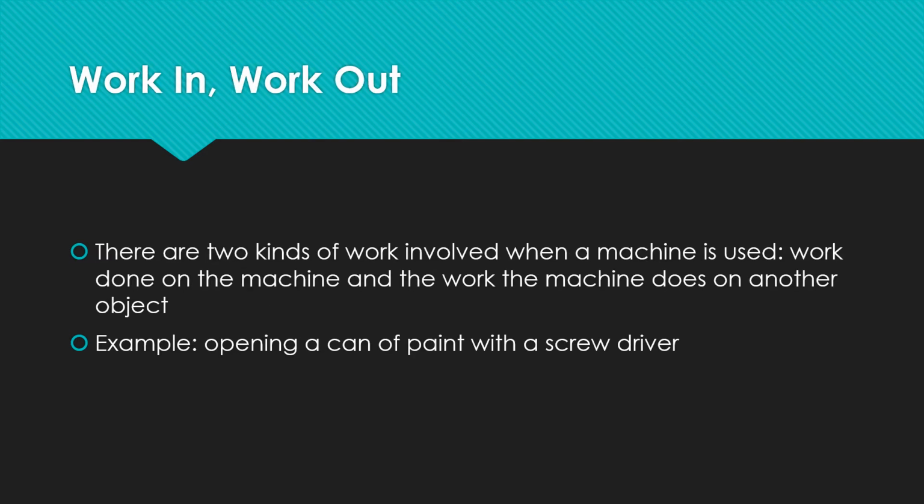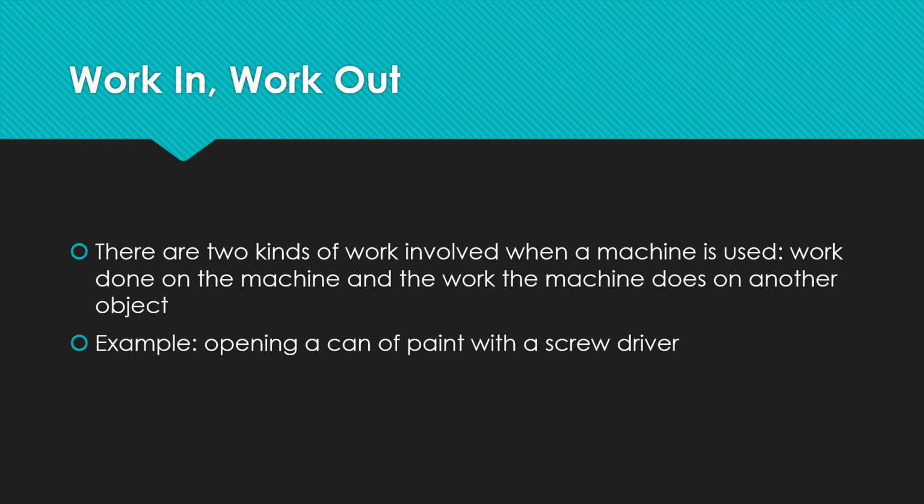We'll talk about types of machines in the next note set. Before we get into some details, we need to know about the work we put in and the work we put out. There are always two kinds of work involved when you use a machine: the work that is done on the machine to make it work, and the work that the machine does on another object. So for example, if you are opening a can of paint with a screwdriver, you have to pry the lid off of a paint can.